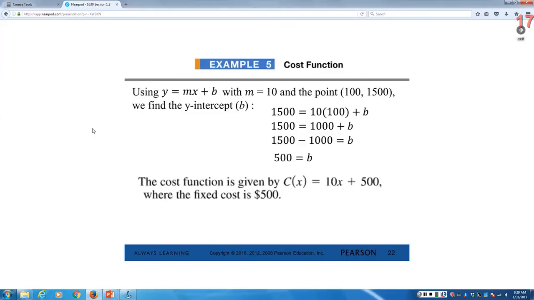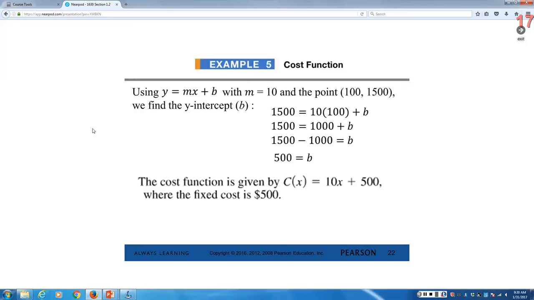We take the 1,500, which is the cost of producing 100 of them, is equal to the slope, which is $10 for each one, times 100, because at $1,500 cost, we produced 100 batches, plus B, and the only thing we don't know is B. So we multiply 10 times 100, and that's 1,000. And then we subtract 1,000 from both sides, 1,500 minus 1,000, and the value of B turns out to be $500. So your fixed cost is $500.